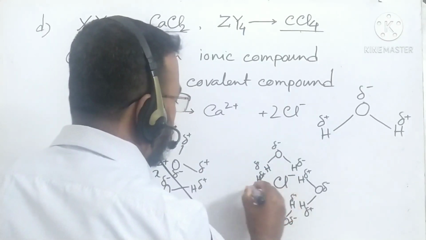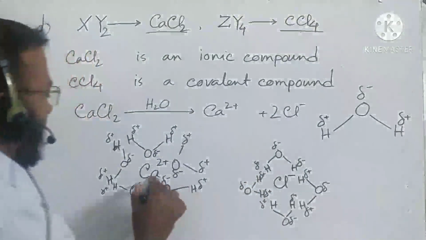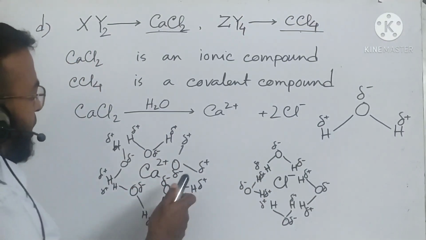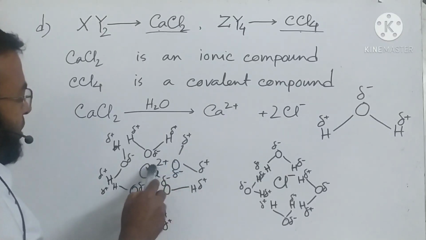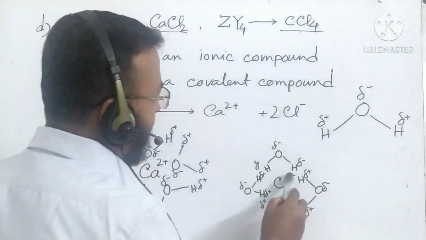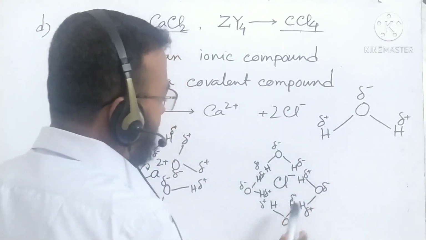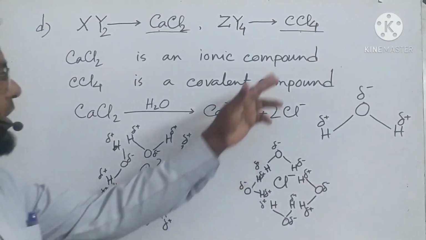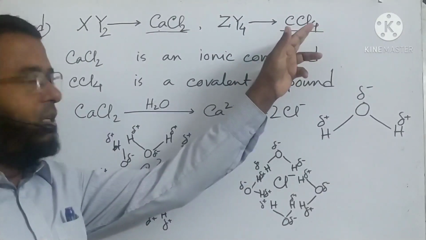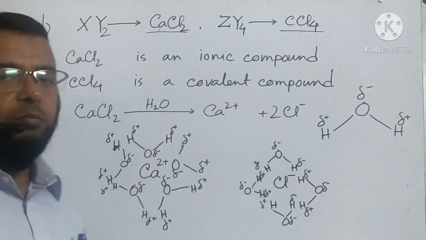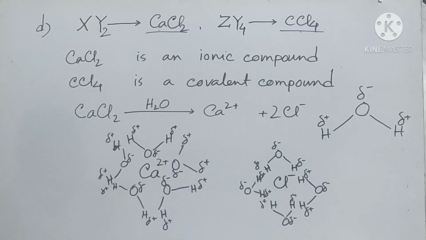So now the calcium ion is positive, so the negative part of water will come, then the chloride ion is negative, so the positive part of the water will come, then calcium chloride will be dissolved in the water. But in case of carbon tetrachloride, it does not make positive and negative ions, so it is not dissolved in the water. Okay.